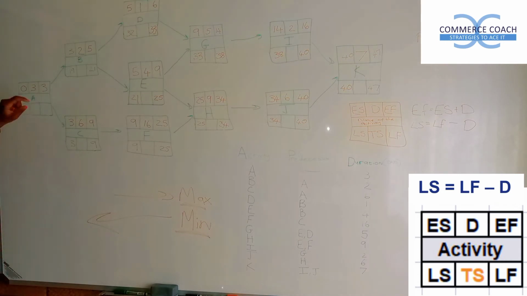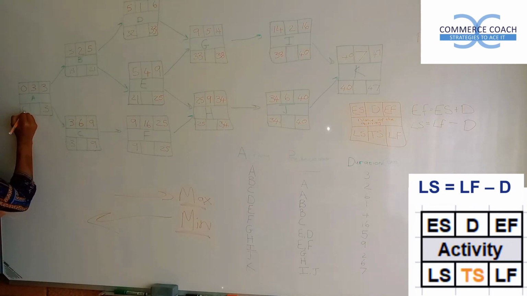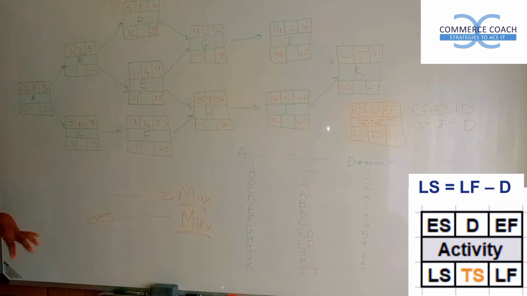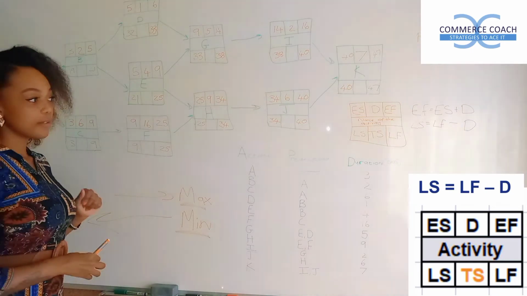And then over here again, A is the predecessor for B and C. So we are going to pick the minimum number, which is 3, and 3 is going to come over here, and 3 minus 3 equals 0. So there you have it. Now we have calculated our late start and our late finish.